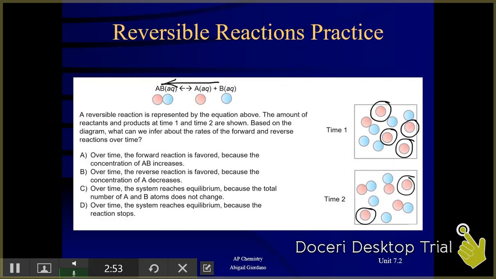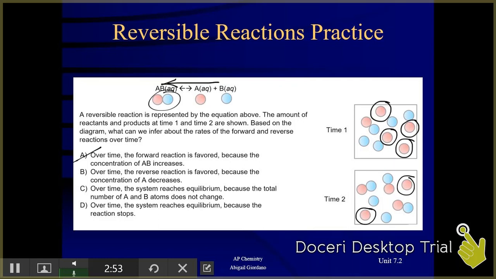There's less of them. And please notice, if you were counting the number of AB molecules, in time 1 there's only 1 of them, but at time 2 there's 3 of them. So we're making more AB. Right off the bat, before I've even read the answer choices, I know that the reverse reaction is favored. So right away, I can eliminate answer choice A because it says the forward reaction is favored. I know that's wrong. Answer choice B says over time the reverse reaction is favored.